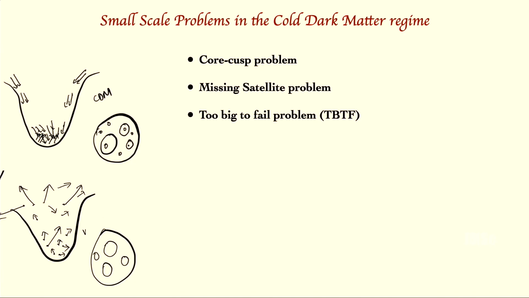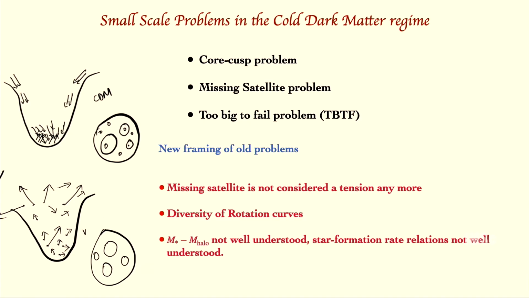They have now been reframed, I would say. Firstly, I'll just go into what is the new framing of some of these old problems. So it's like a status update. Essentially, the missing satellite problem to start with is no longer considered a tension anymore. And this has largely been attributed to better observations, finding fainter galaxies in the Milky Way. And as a matter of census, if we were to count the numbers of galaxies, it appears that at least in the Milky Way, we don't have this missing satellite problem anymore.